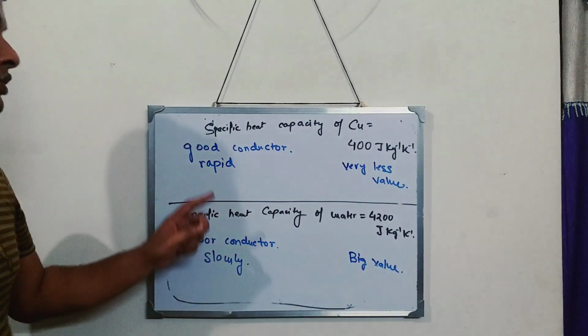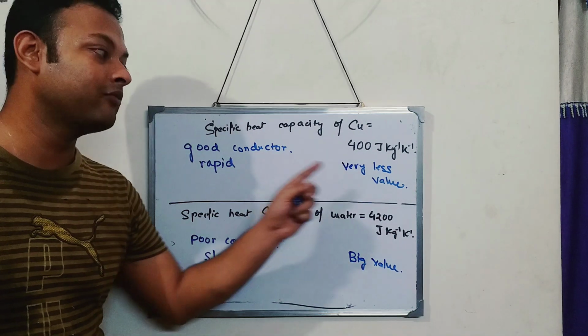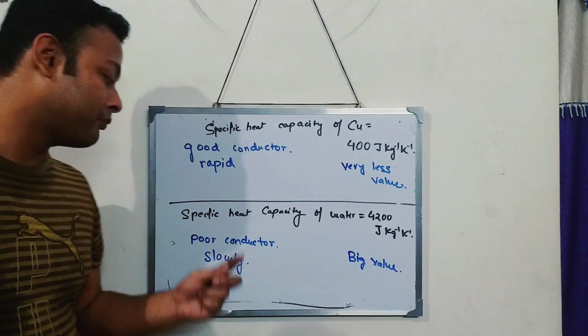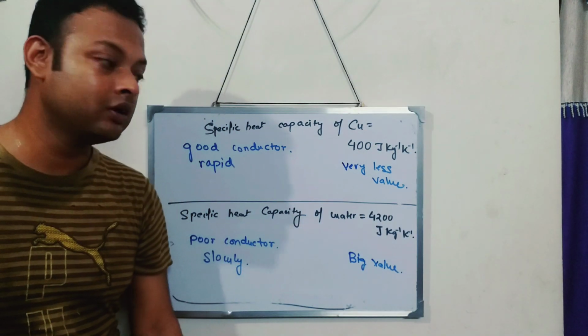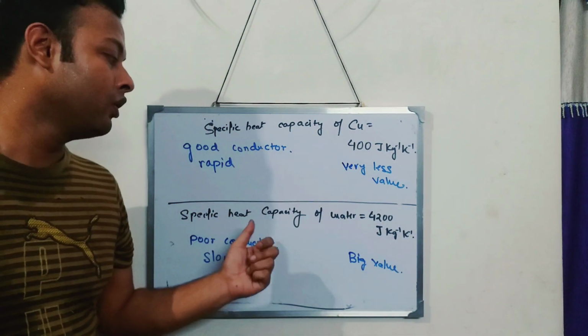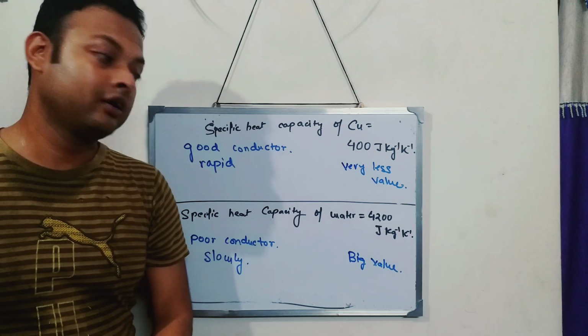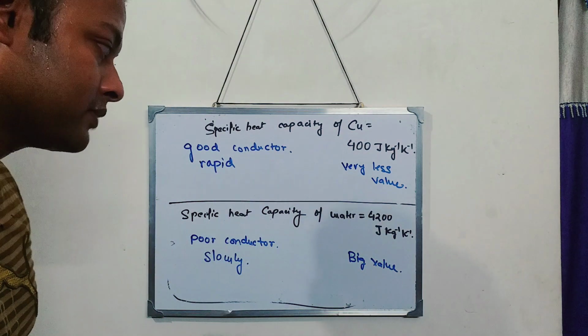So you understood, a good conductor will have a less value. A bad conductor will have high value. Understood? Good conductor, less value. Bad conductor, big value. I think this part you understood.